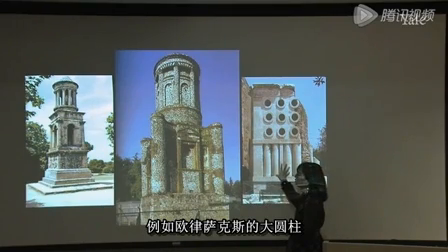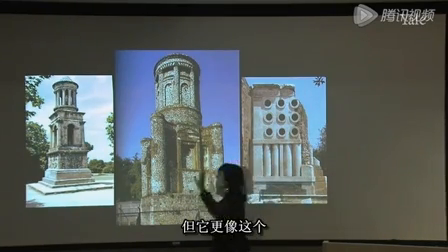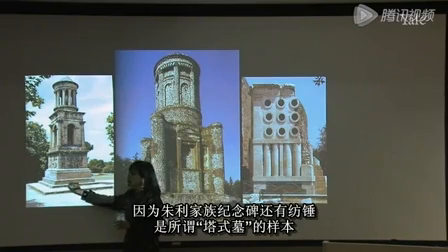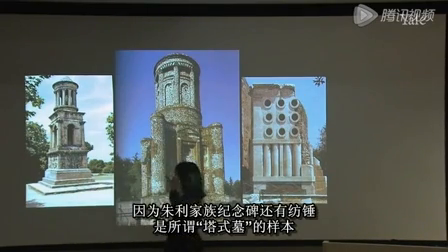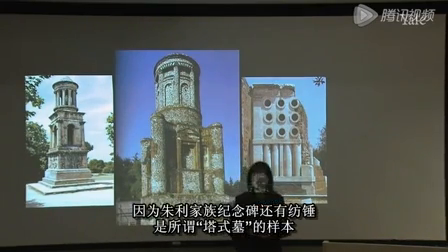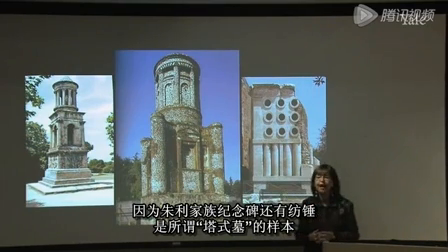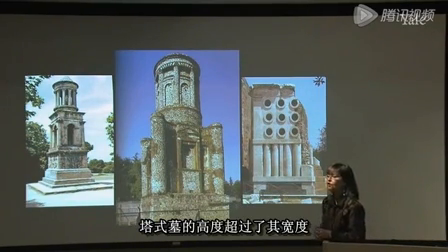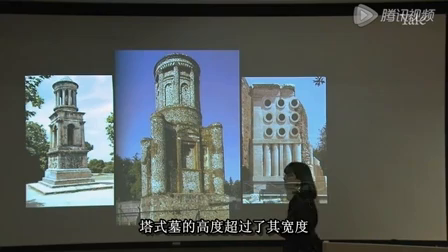The great cylinders of the tomb of Eurysaces. But it is more similar actually to this one because the Julii monument and also La Conocchia are examples of what we call the tower tomb type. The tower tomb type is taller than it is wide.